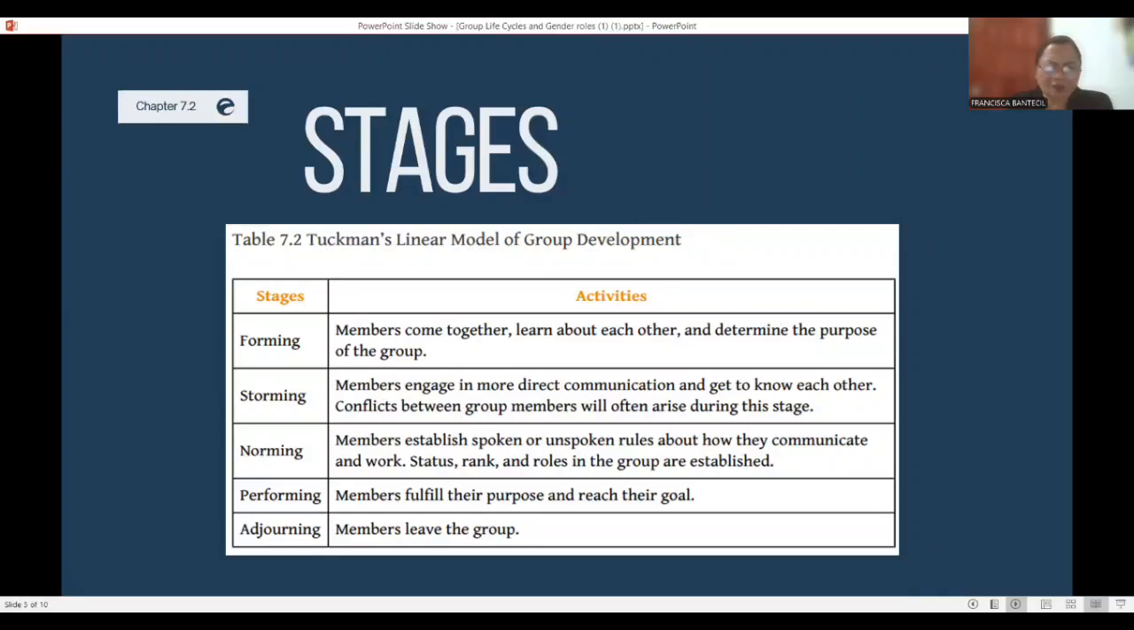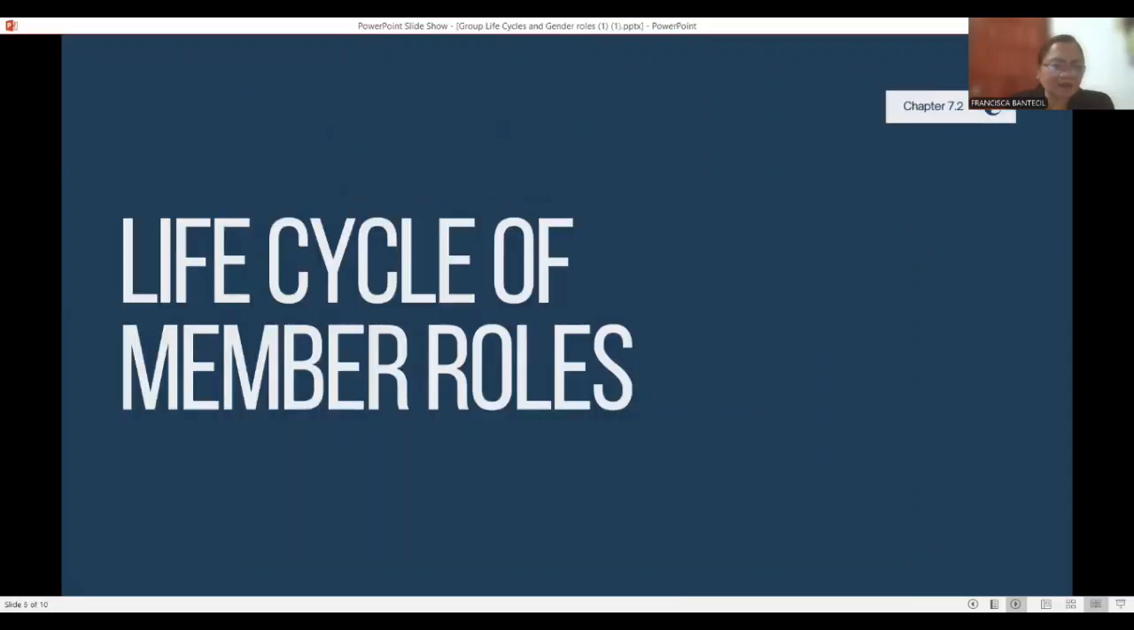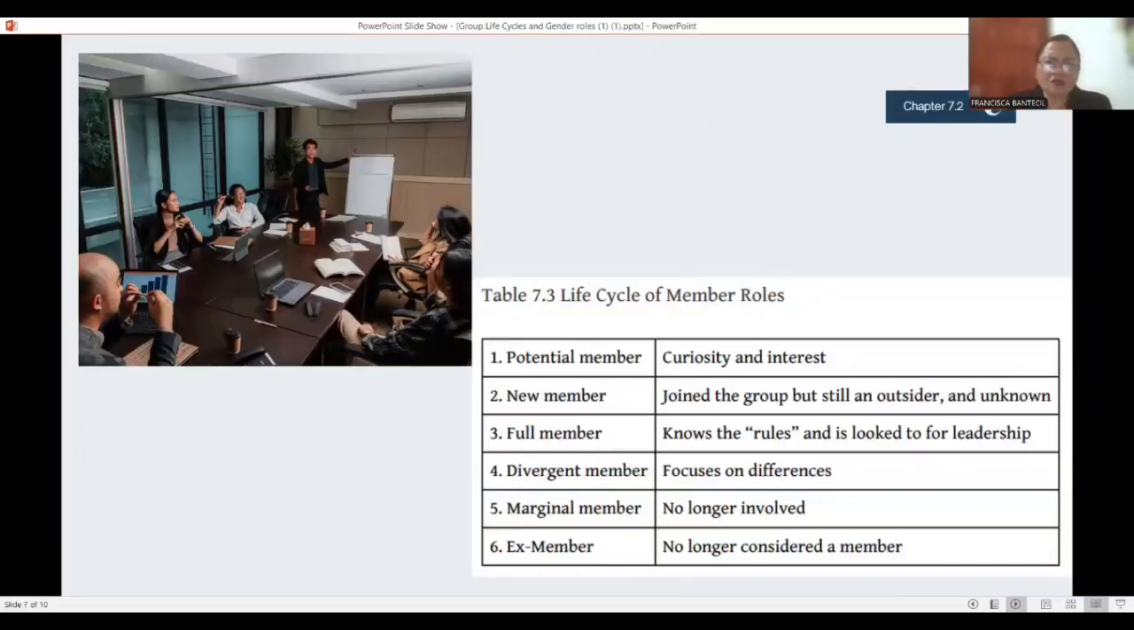Those are the different stages of the group life cycle by Bruce Tuckman. Then the group life cycle roles. There are 6 group life cycle roles.